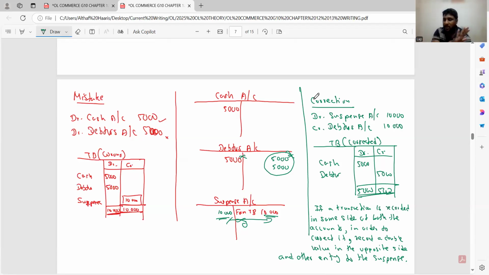So I have given you the complete picture. If it is a mistaken entry, how the trial balance will look, how the T accounts will look, after you correct the entry, how to correct the entry, how the trial balance will look, how your T accounts will look, and what you should do to do the correction. Everything I have given.